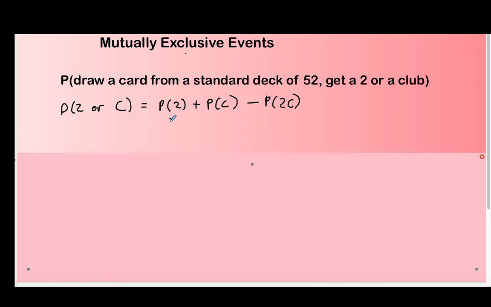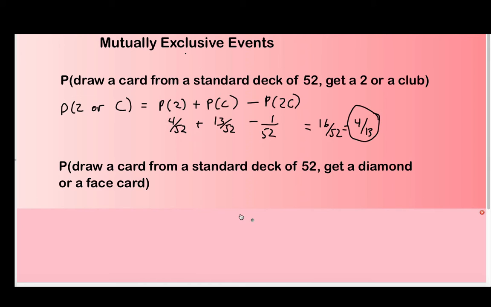There's 4 2s in the deck, so we have a 4 out of 52 chance of getting a 2. There's 13 clubs in the deck. We have a 13 out of 52 chance that the card we drew is a club, but one of those was both a 2 and a club, so we have to subtract that one, which gives us an overall probability of 16 out of 52, or 4 chances out of 13 that this is going to be what happens.